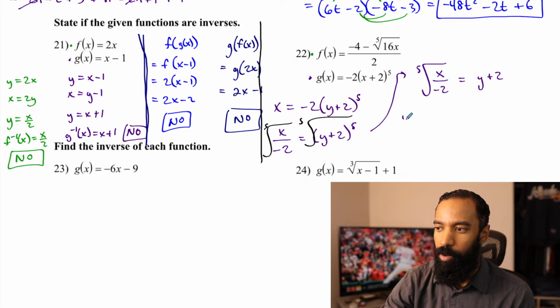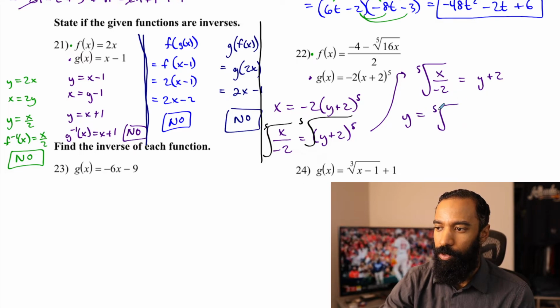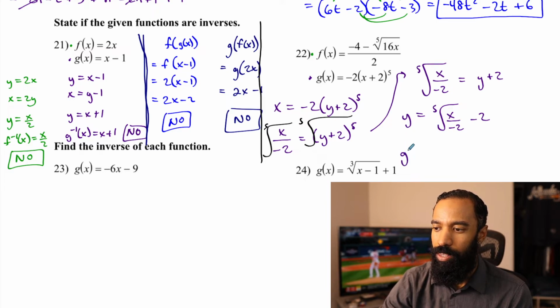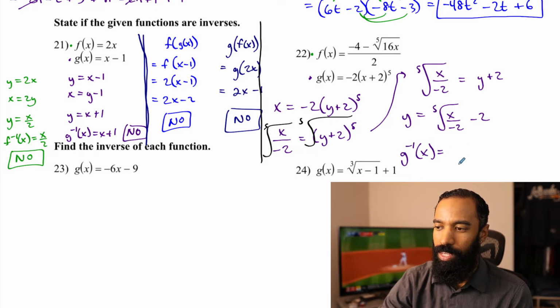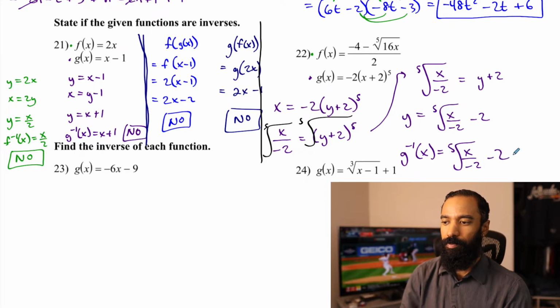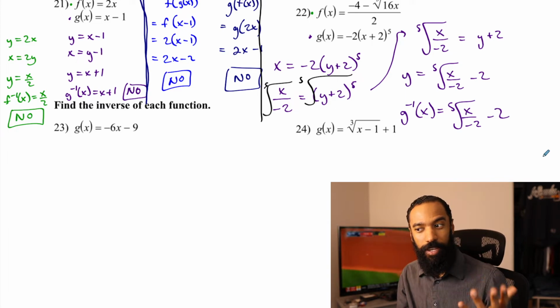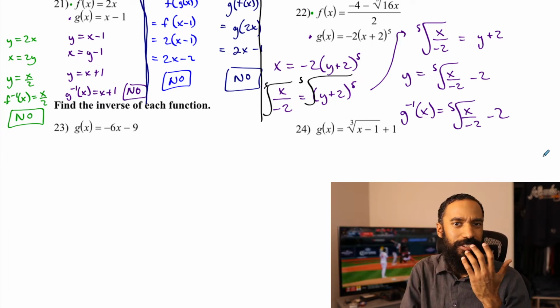And then you subtract 2 from both sides. You get y equals the 5th root of x over negative 2 minus 2, or the inverse of g of x equals the 5th root of x over negative 2 minus 2. Okay, that doesn't look like my f of x equation, so it must be a no, right? But I think we got yes last time.